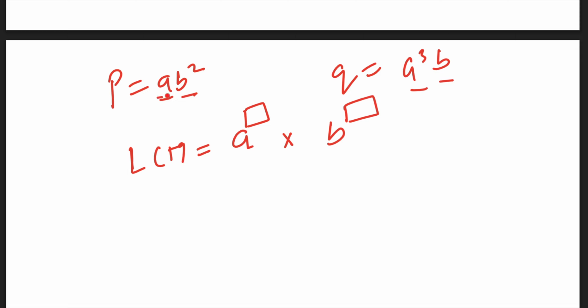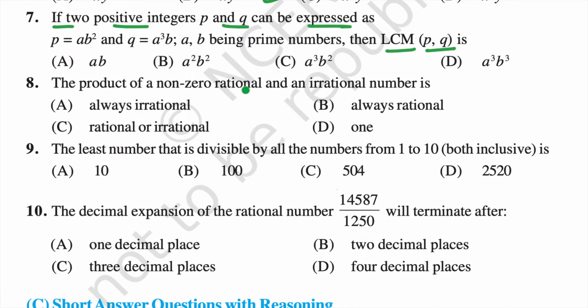A is present in both, and B is present in both, so there is no other uncommon factor, so we just write A and B. So what is the highest power of A? It is 3. What is the highest power of B? It is 2. So the LCM will be a cube b square. So the answer is a cube b square, which is option C in this case.